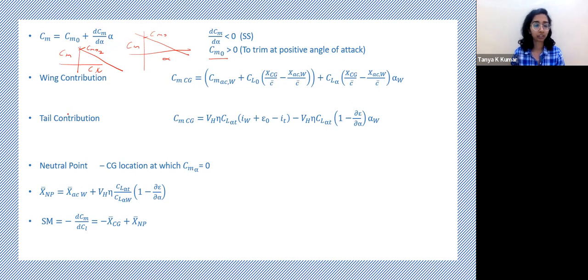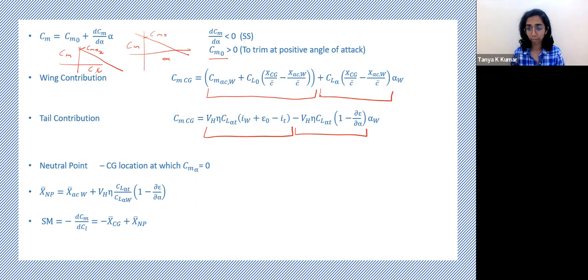Then we saw the wing and the tail contributions towards this Cm naught and Cm alpha. We've done several questions on the various parameters and their effects. This is the Cm naught contribution of the wing. This is the Cm naught contribution of the tail. This is the Cm alpha contribution of the wing. And this is the Cm alpha contribution of the tail. We require Cm alpha to be negative. So we can see that the wing does not contribute towards stability. That is why we need a tail to ensure longitudinal static stability, because the overall sign of this term is negative.